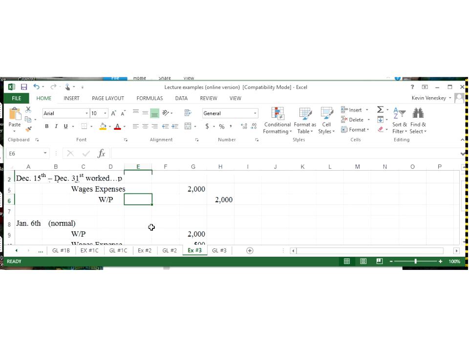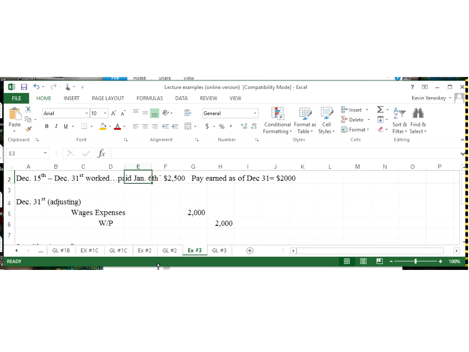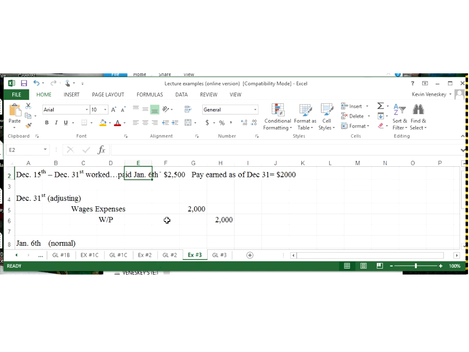Okay. Now the normal entry on January 6th. On January 6th, I paid money. I paid the full $2,500, which means I no longer owe any money. And I got a little bit of work done this year, maybe January 1. So I need to show that.